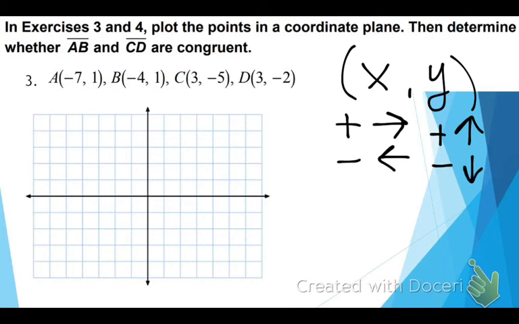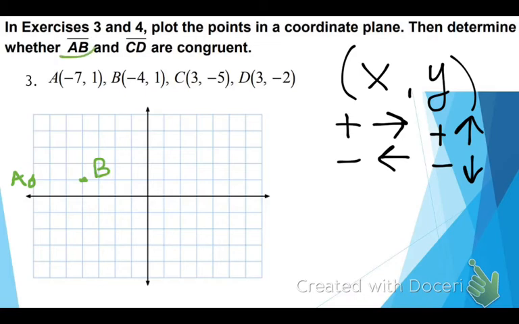Okay, so let's start. We will do A first, which is -7, 1. From the origin, am I going to go left or right? To the left, how many? 6, 7. And then up or down? Up 1. So A. B is -4, 1. So from the origin, am I going to go left or right? To the left. 1, 2, 3, 4. And then up 1.